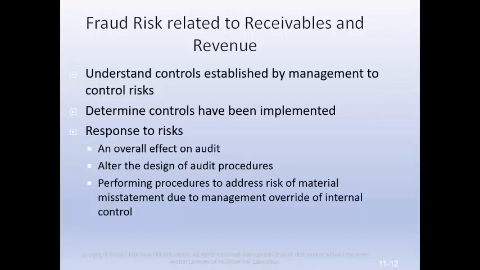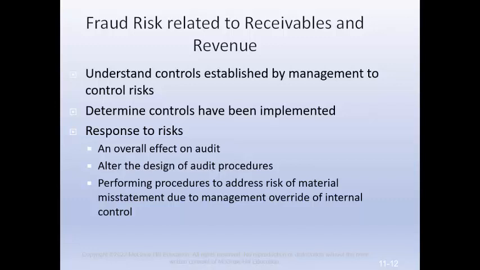Most of these risks are derived from business risks that are faced by management. Risk of material misstatement also arise from the possibility of fraud. Improper revenue recognition has been the most common technique used by management to engage in fraudulent financial reporting. If the auditors identify fraud risks related to receivables and revenue, they will make sure they understand the controls established by management to control the risk and that the controls have been implemented.